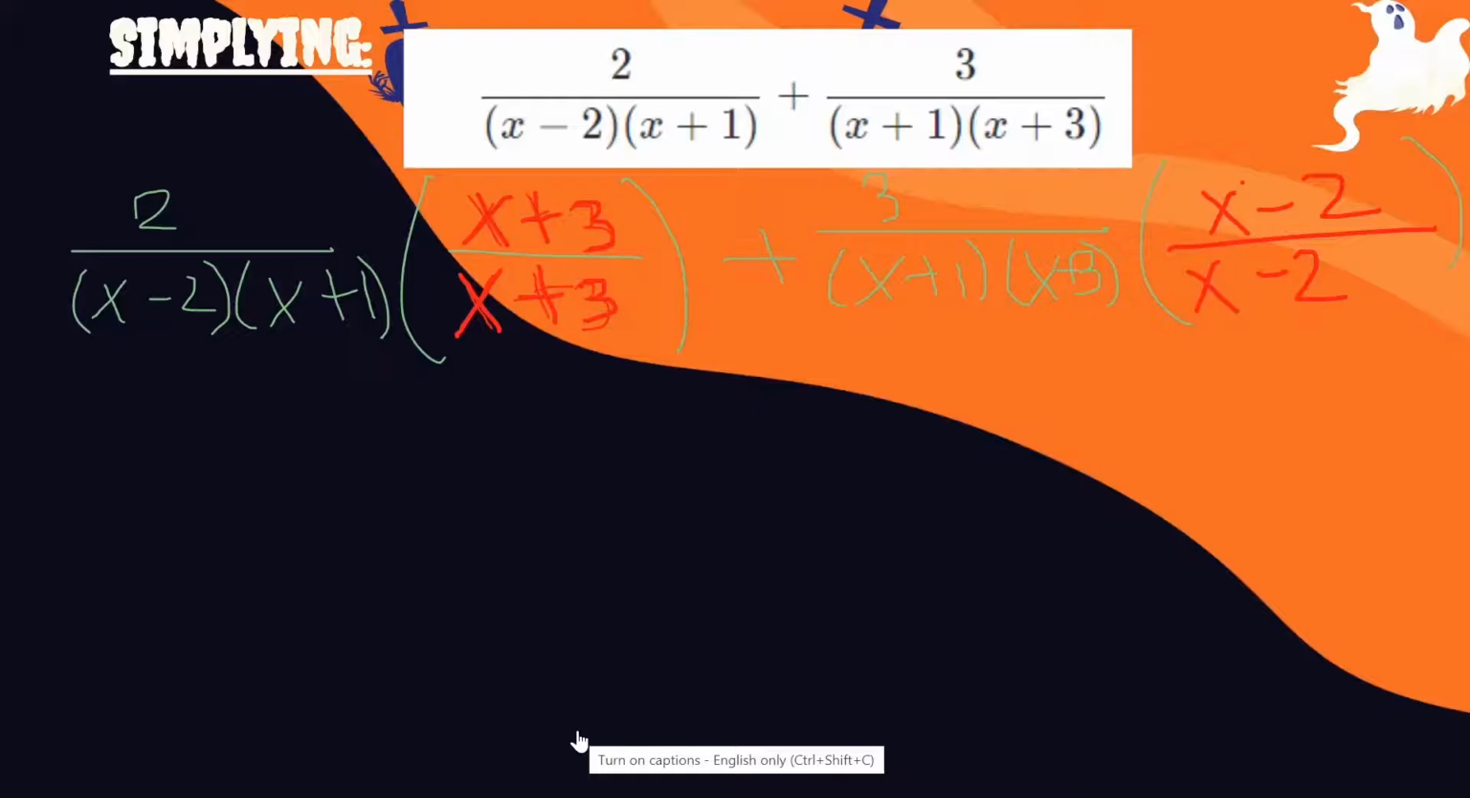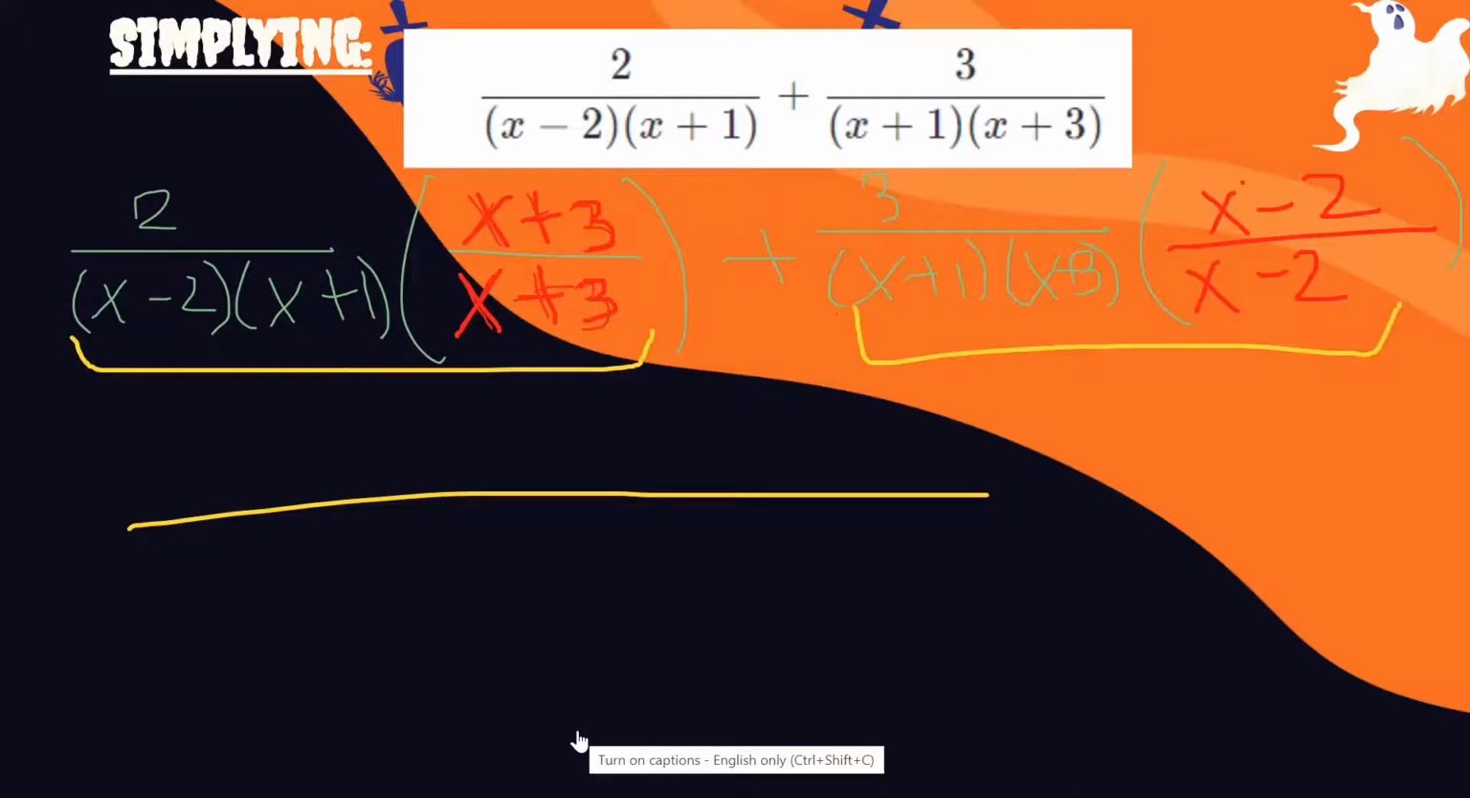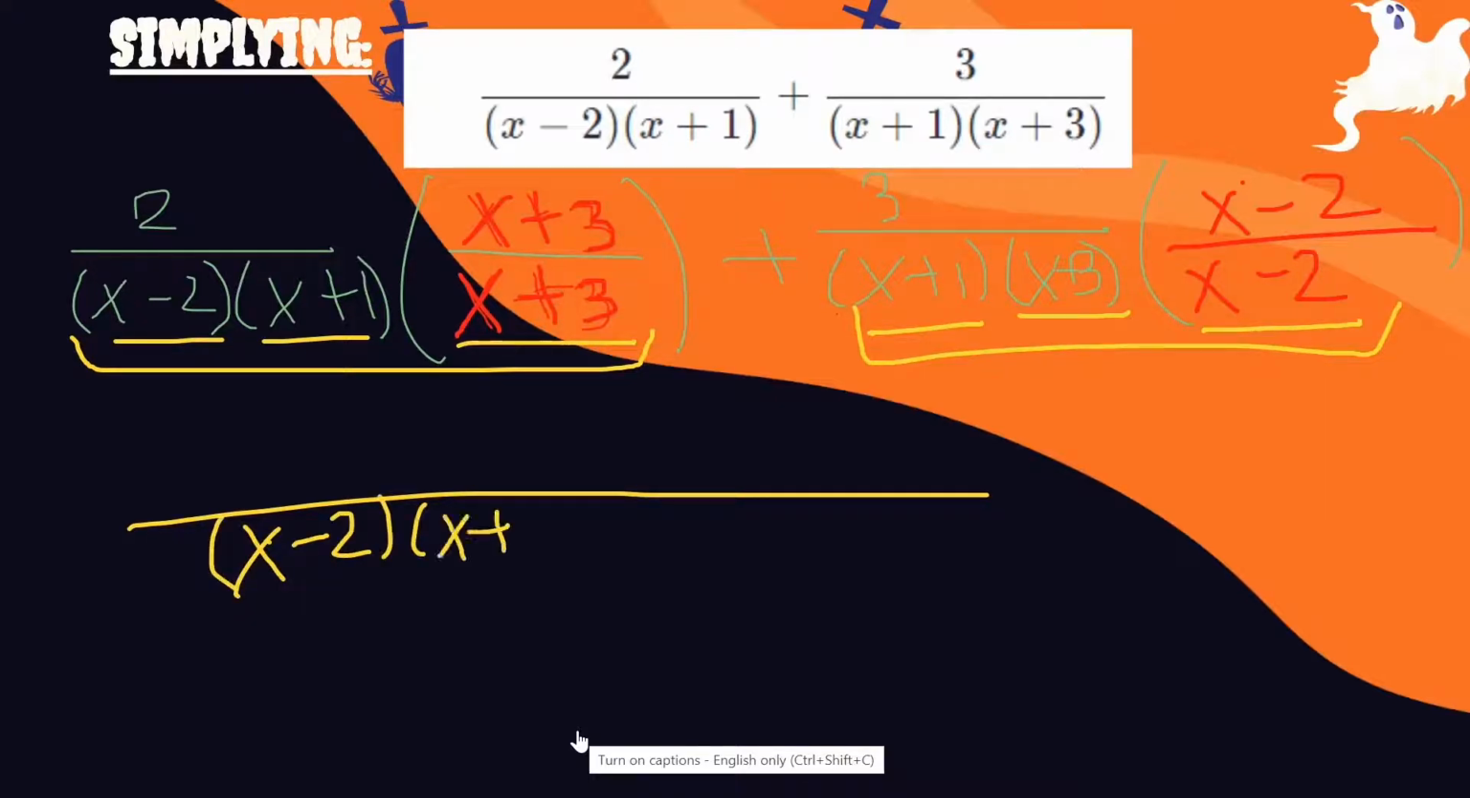When you do that, look what you have created. You have created the common denominator. You have x plus 1, x minus 2, x plus 3 in the denominators of both fractions, the same thing. Once you do that, you should be able to bring down the denominator. It doesn't matter which order you write them in. And then you just bring down the top.